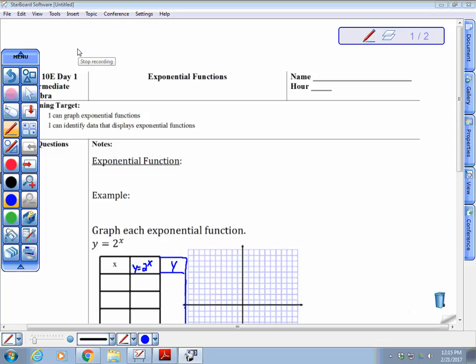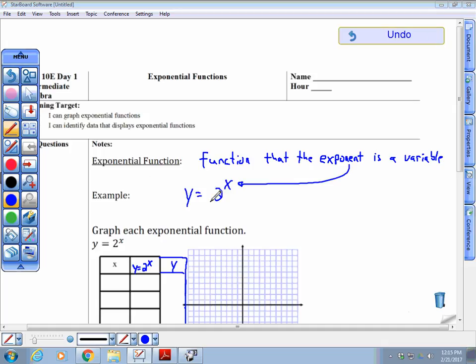Alright, today we're going to be looking at exponential functions. You're going to be able to graph them. You're also going to identify data that has exponential behavior. So let's look at this one. It says functions where the exponent is a variable. So it'll look like y equals 2 raised to the x power, so the variable is an exponent.